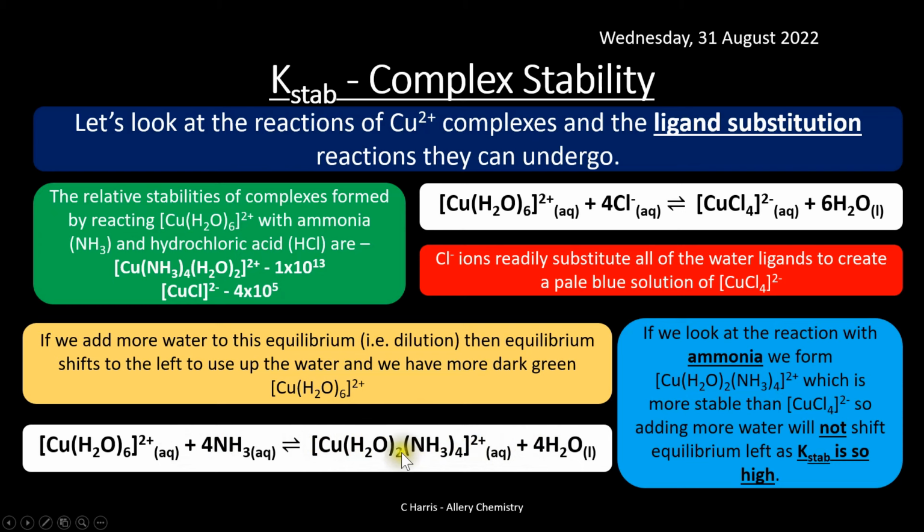You could call it K-stubborn. So effectively, this complex here is so stable, even if you add more water, it isn't going to break apart to form this, because that's just weaker. So the forces of stability keep this equilibrium well over onto this side, and we get this nice stable complex. With this one, adding more water will break this apart to form this, because the K-stab is not very high. But with this one, because K-stab is so high, adding more water to this won't shift it that way.